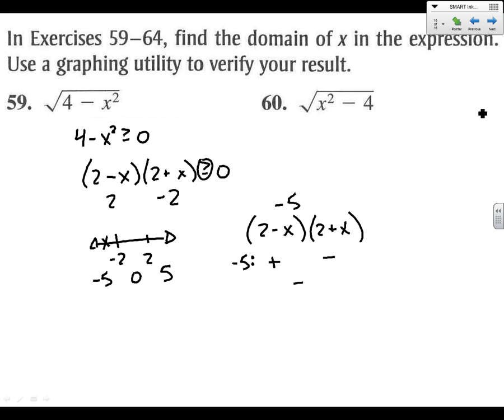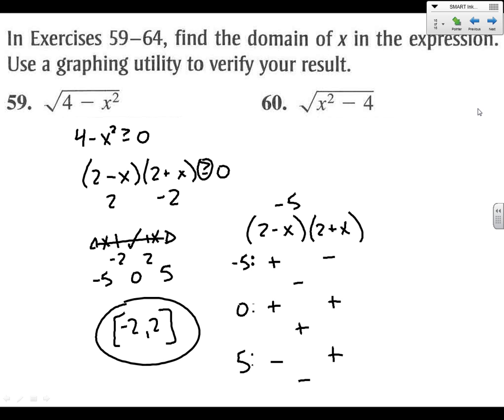If we plug this in here and we plug in 0, and we got 2 minus 0 is a positive, and 2 plus 0 is a positive. We like it. And lastly, let's plug in 5. 2 minus 5 is a negative. 2 plus 5 is a positive. No good. Negative 2 to 2 in brackets because it's an equals. Less than or equals here.